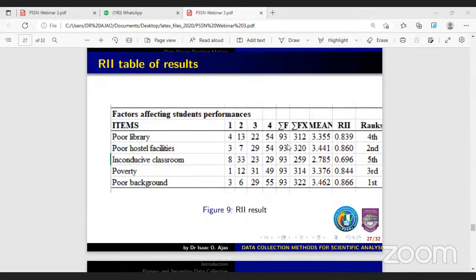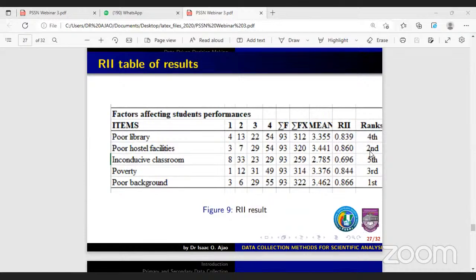Now, by the time you add all of this together, how do we get this 4? The total number of people that pick strongly disagree, when you multiply it by 1, gives us this. The total number of people that pick disagree, multiply by 2, gives us this. That is what we have here. Then multiply each of these, and that gives us summation of fx here. Now, summation of f is just the addition of this. Then the mean is dividing this by this. We're going to have this. The RII also gives us this.